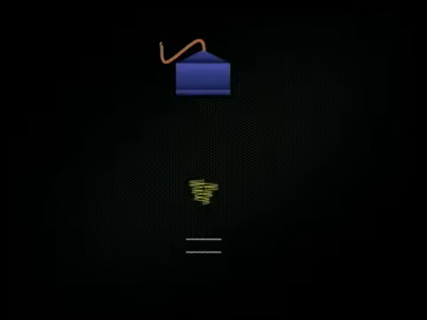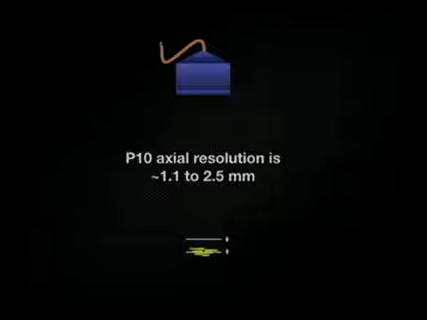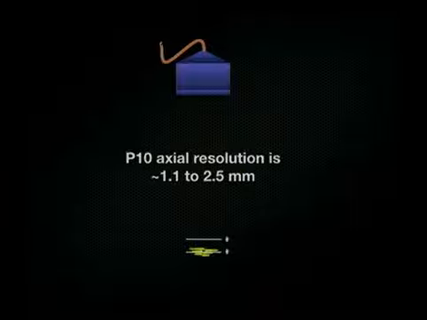If we look at an ultrasound pulse as it passes between two nearby objects along the path of the ultrasound beam, we can see that if the pulse is longer than the distance between the objects, the echoes produced by these objects will merge and appear on the image as a single object rather than as two separate objects. If, on the other hand, a shorter pulse is used by using a higher frequency transducer, then this pulse will produce two discrete echoes. The axial resolution for the P10 system is estimated to be in the order of 1.1 to 2.5 millimeters.